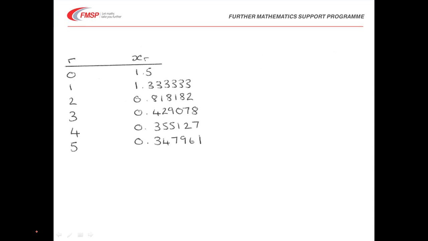And you can see that it's converging, but it's not converging to something that's between 1 and 2. It's converging to something that's around 0.3-ish. So it's converging to a root, but that root isn't in that interval from 1 to 2.